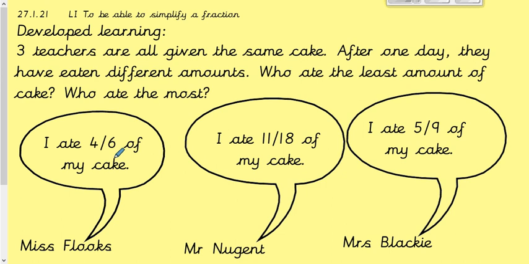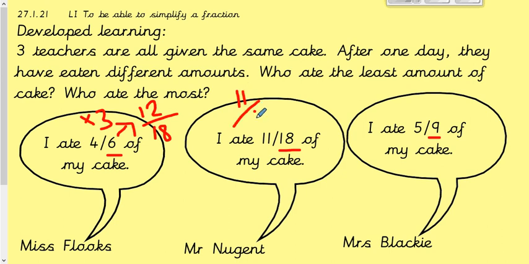So we need to make sure that all of these denominators are the same. So I've got 6, 18, and 9. Now I know that I can make both 6 and 9 into 18. So that's what we're going to do. So I'm going to times 4/6 by 3, because 6 times 3 makes 18, and I know that because I know my 3 times table. So 6 times 3, 18, then we do 4 times 3, which is 12. So I ate 12/18 of my cake.